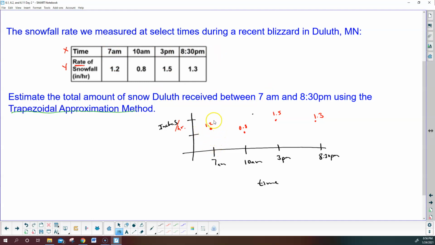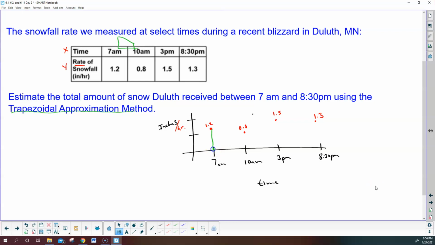So what I want to do then is I want to kind of think of, all right, well, how can I think of this? We have to be very careful with how we set this up. So first, all I did was just graph at 7 a.m. Here's my rate, 1.2. At 10 a.m., 0.8. 3 p.m. was 1.5. 8:30 was 1.3. Now this is okay because we don't really need a graph to do this. We could do the same thing we did up here, right? I could draw a trapezoid here, but I wanted you to just see what this looks like.